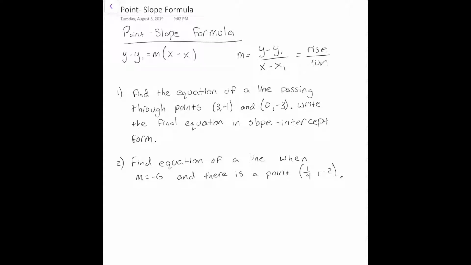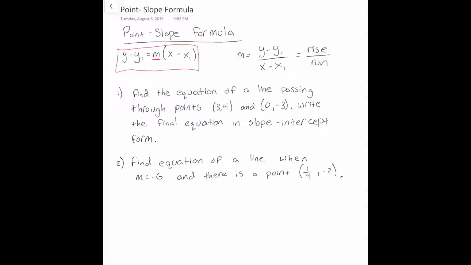So we're going to be looking at two problems here, but to start we'll look at this that you see right here. This is the point slope formula. So y minus y1 equals m times x minus x1. So y and x would characterize your points on the line, as well m here would be your slope.